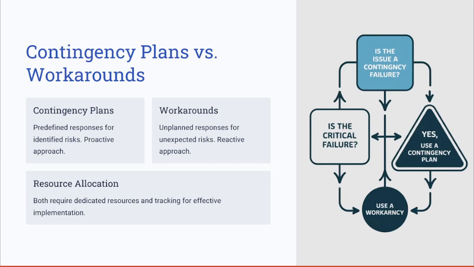While contingency plans are proactive, the workarounds are reactive. Proactive, if you recall, means that actions can be taken to prevent something from happening, and the workarounds here are reactive. Reactive is like the issue happens and now you have to deal with it, and it requires fast decision making.